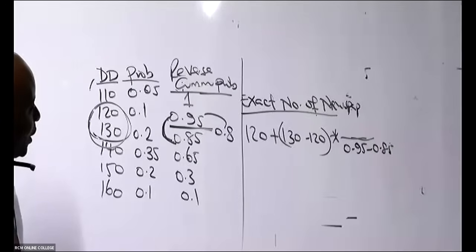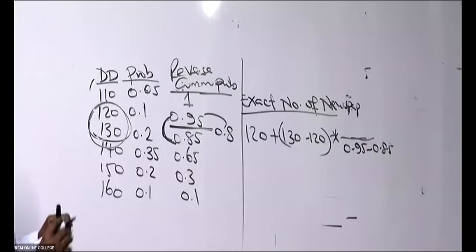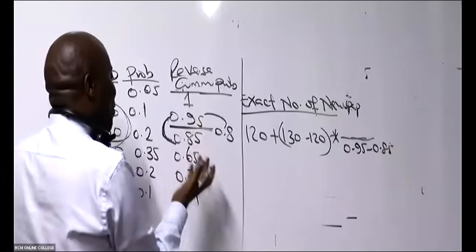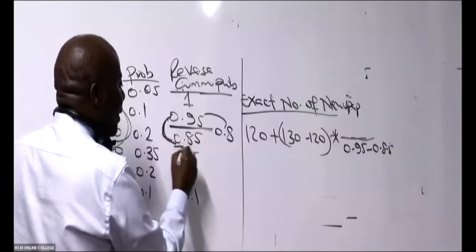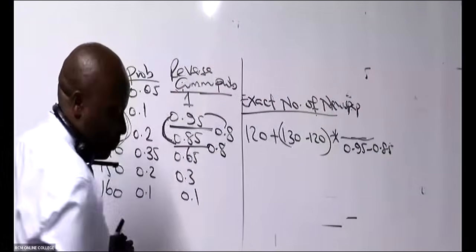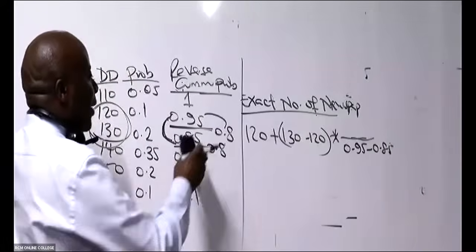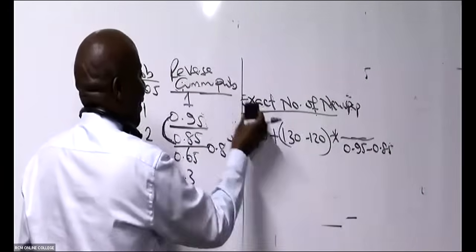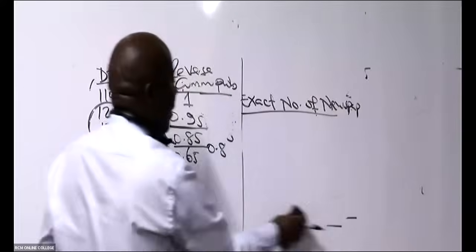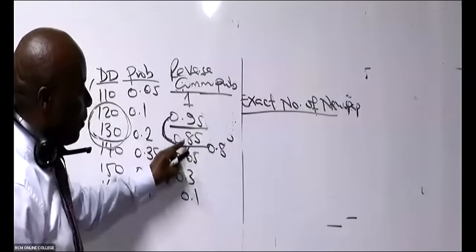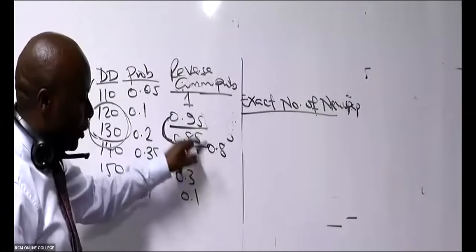Is it 120? Sorry. 0.8 is not here. Look at what I'm doing. 0.8 is here, isn't it? Human is to err. 0.8 is there. Sorry for that. But again, you have learned something. Nevertheless, we have learned something there. So 0.8 is in between 0.65 and 0.85. It's a number in between here, isn't it?